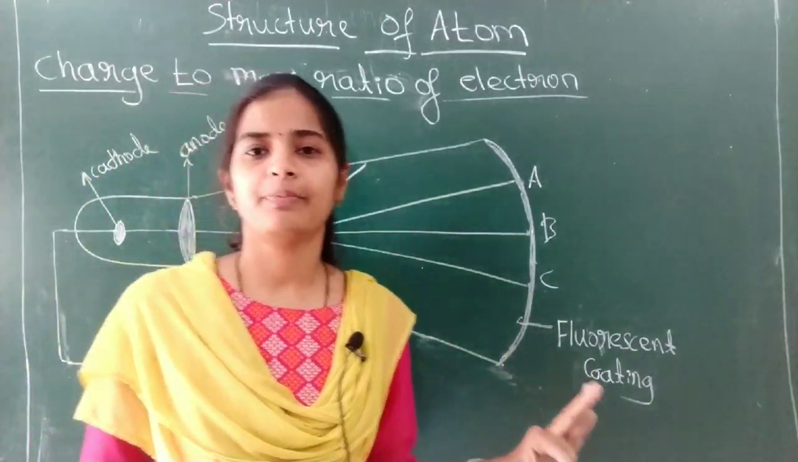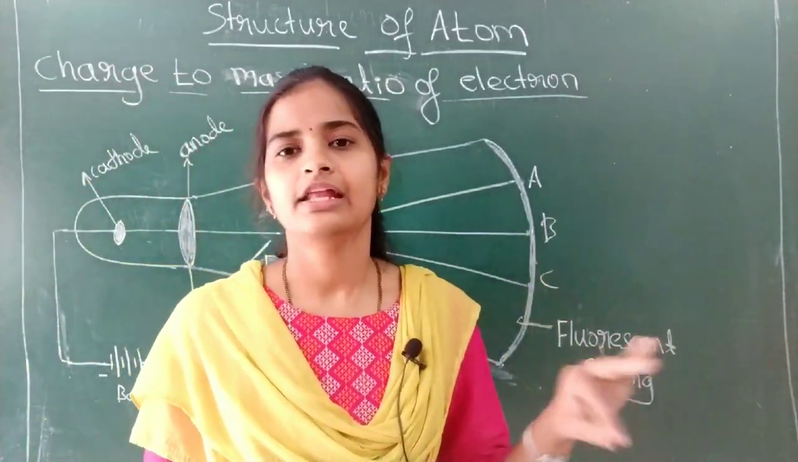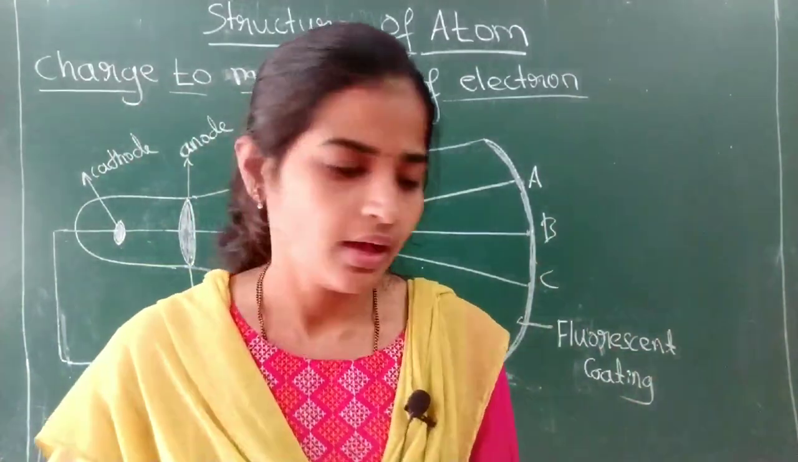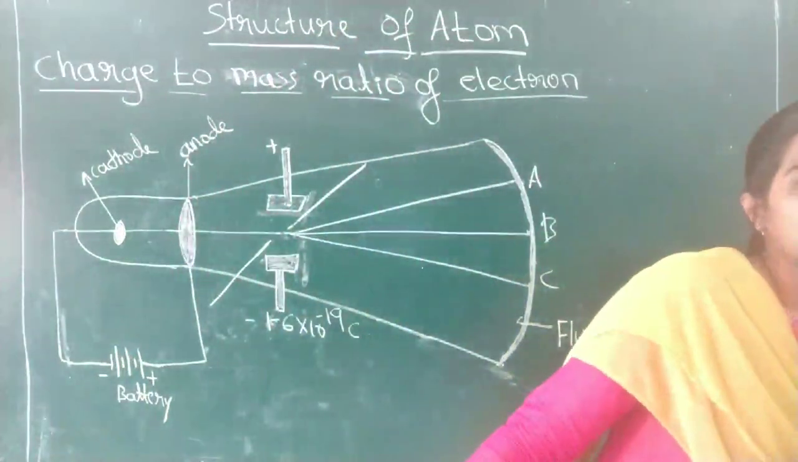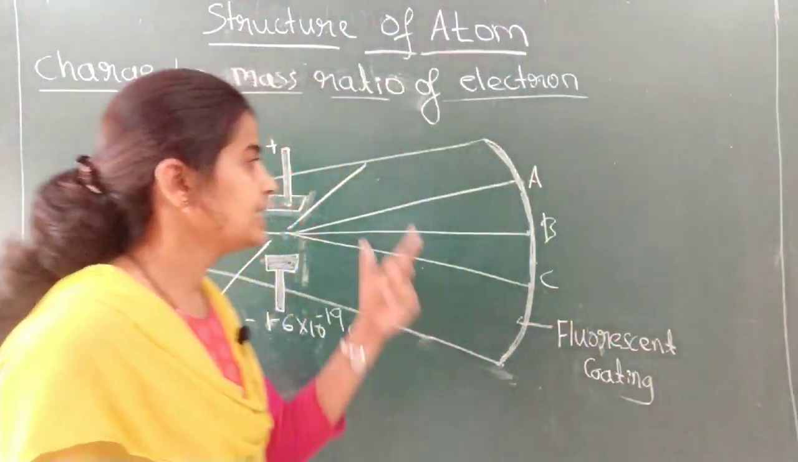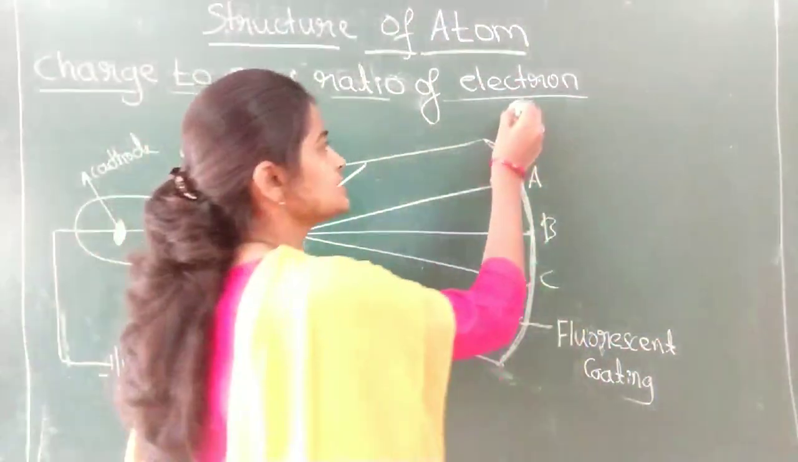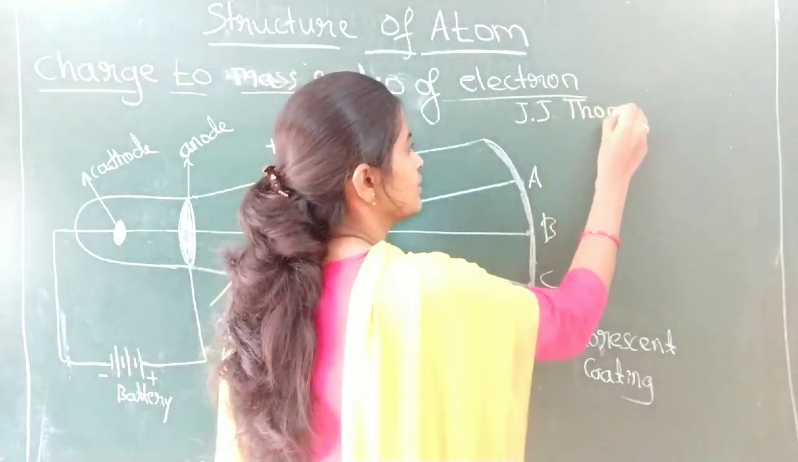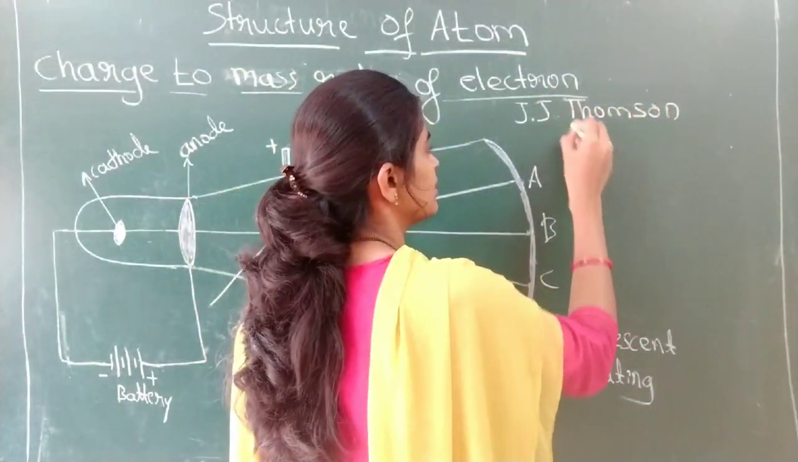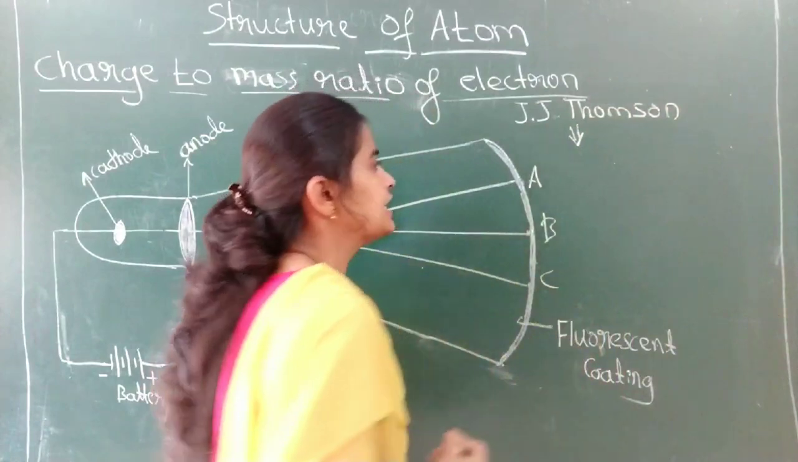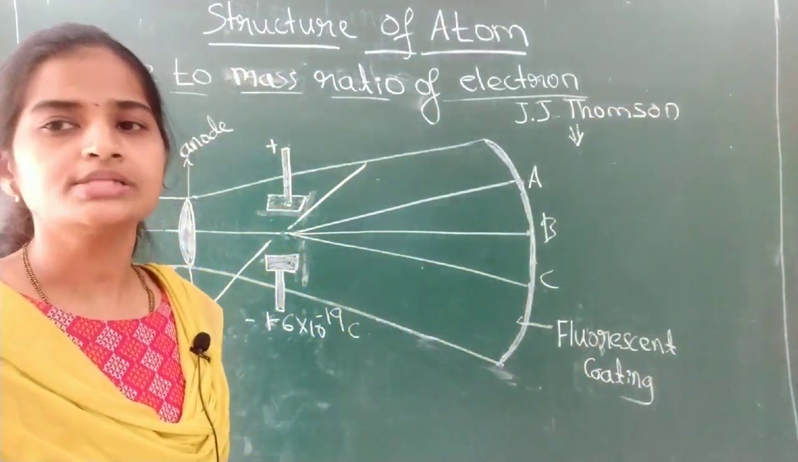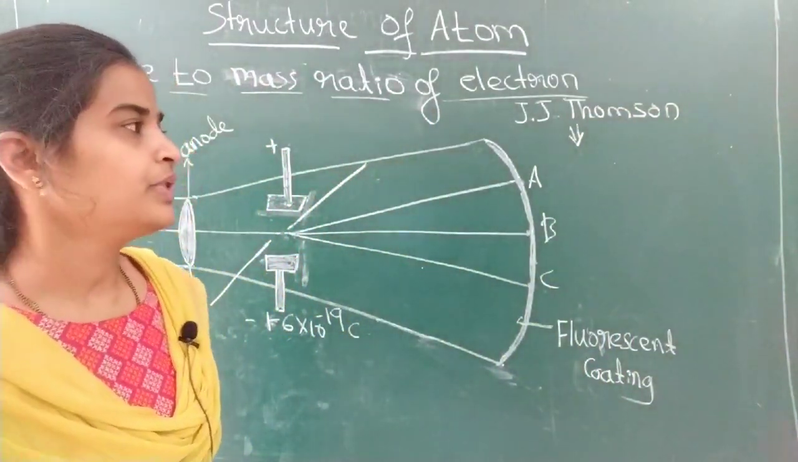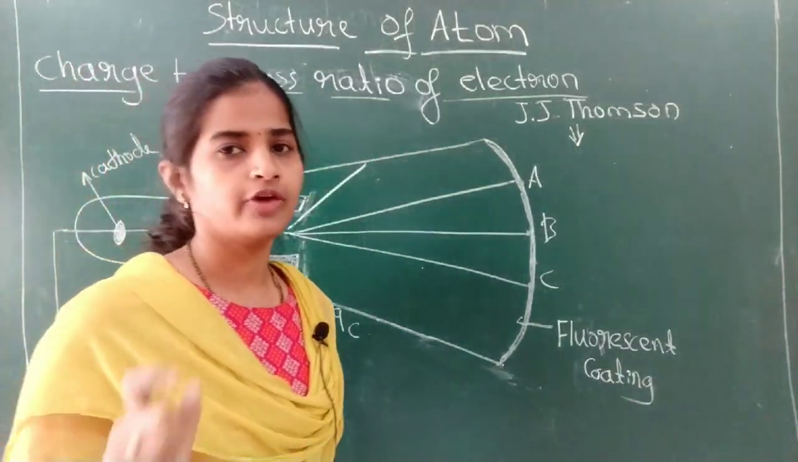Lighter the mass of the particle, greater is the deflection. Got it? Okay. More than all these observations, what is important here? By doing this experiment, the scientist J.J. Thomson did certain calculations. With those calculations, he found the charge to mass ratio of an electron.